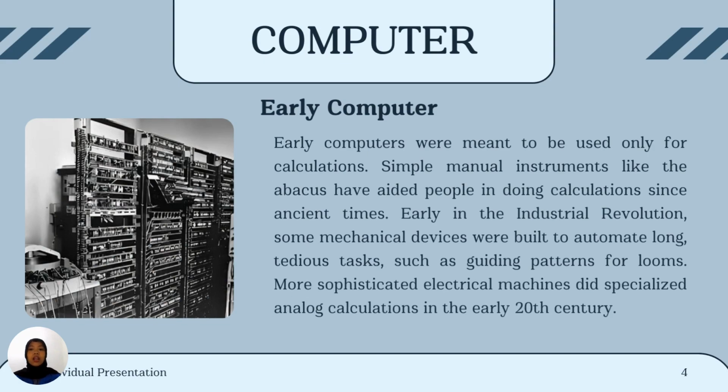Early computers. Early computers were meant to be used only for calculation. Simple manual instruments like the abacus have aided people in doing calculations since ancient times. Early in the Industrial Revolution, some mechanical devices were built to automate long, tedious tasks such as guiding patterns for looms. More sophisticated electrical machines did specialized analog calculation in the early 20th century. The first digital electronic calculating machines were developed during World War II, both electromechanical and using thermionic valves.